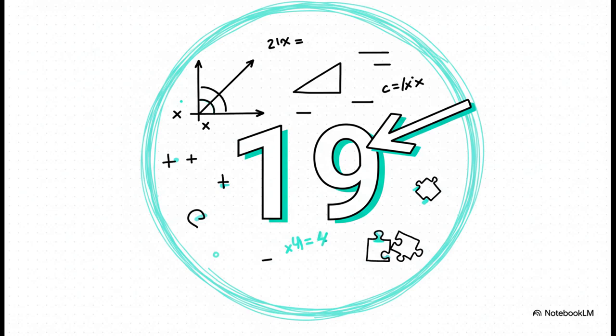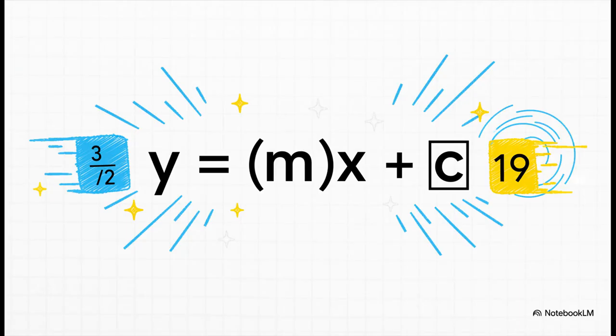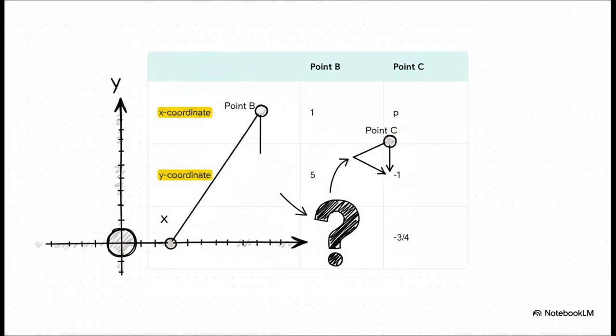That was the last piece of the puzzle. So now we just take our gradient m and our new y-intercept c, and we plug them right back into the blueprint. And there you have it. y equals 3/2 x plus 19. We just built an entire equation for a line from scratch. How cool is that?